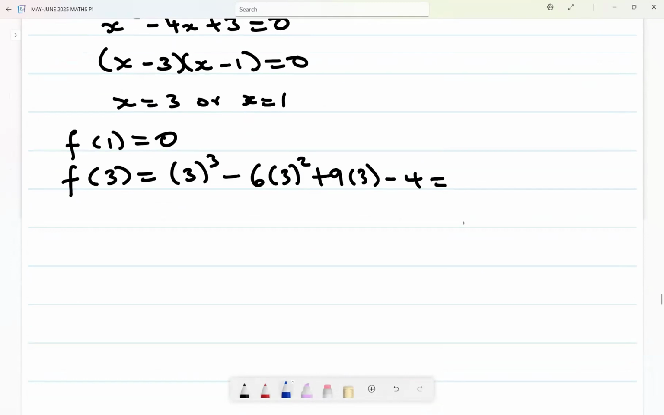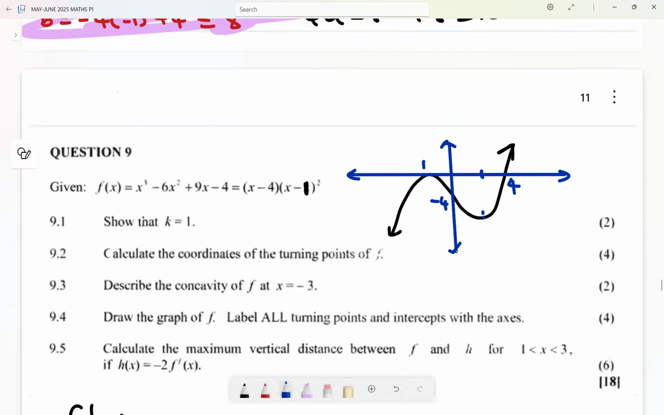Let's find y. 3 cubed minus 54. Let me do it manually. 3 cubed minus 6 into 9 plus 27 minus 4. Guys, I get -4. Okay, so this coordinate here, which is 3 and -4, should match my y-intercept, because my y-intercept is -4.